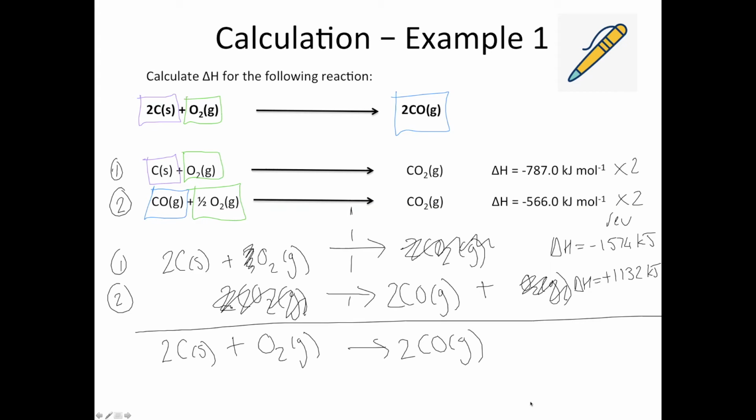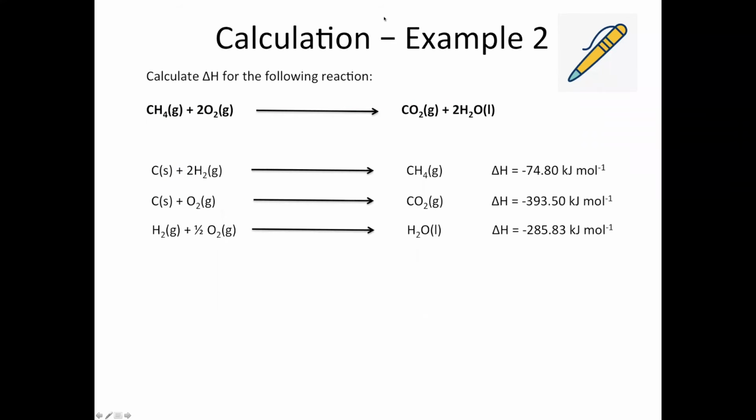Okay, so if you reverse the reaction, the energy change is the same numerically, but it changes the sign. So now all we have to do is take the net of these two, so it would be minus 1574 plus 1132, which gives us minus 442 kilojoules. Okay, so that's the first example. Just remember when you're doing entropy calculations, you always put a positive or a negative on your final answer, depending on what it is. So that means it's an exothermic reaction because it's losing energy. Move on to the next example.